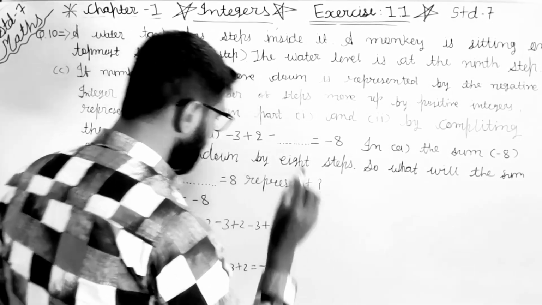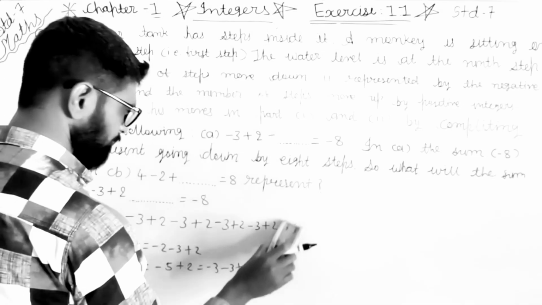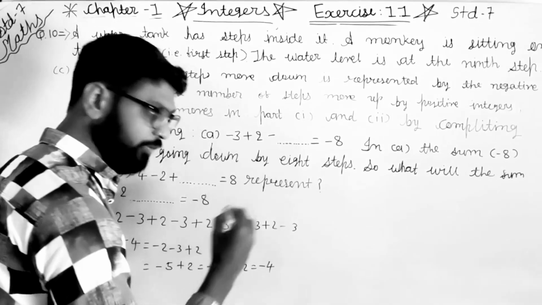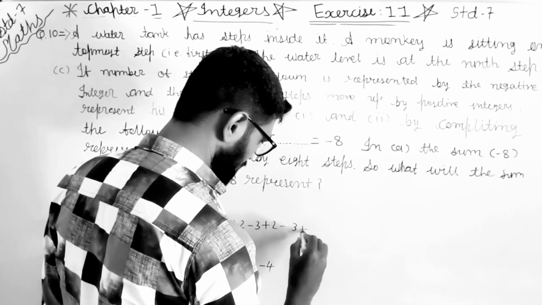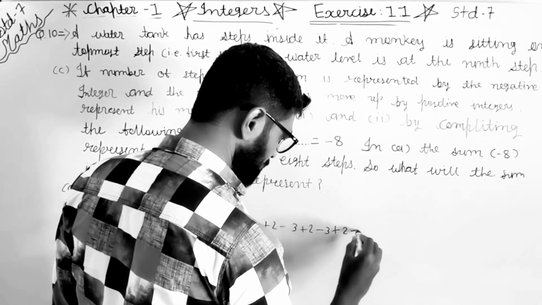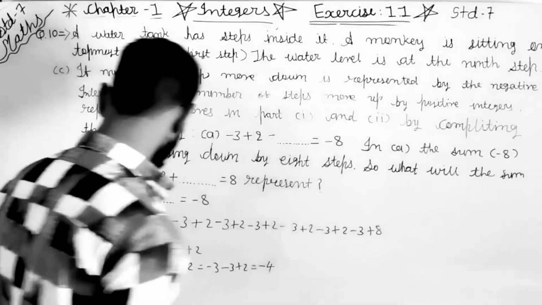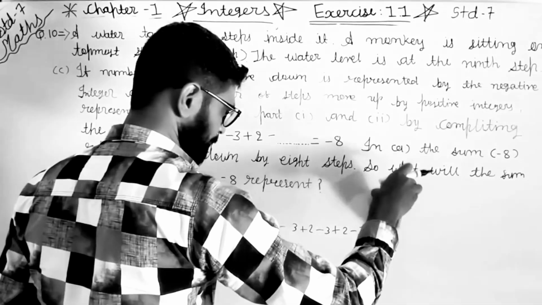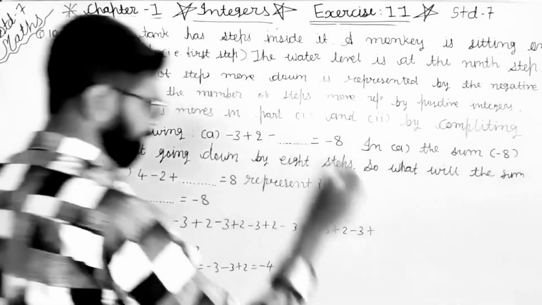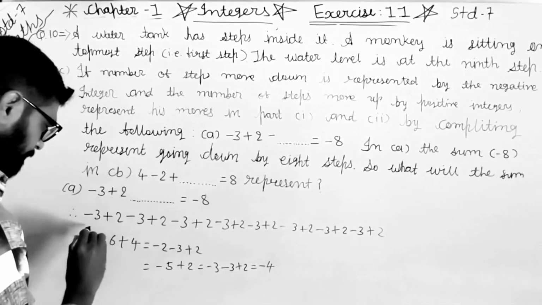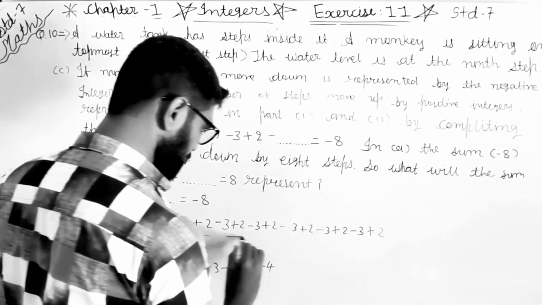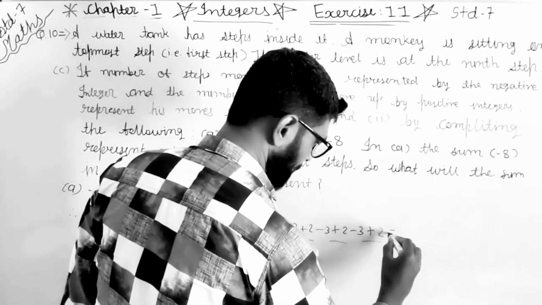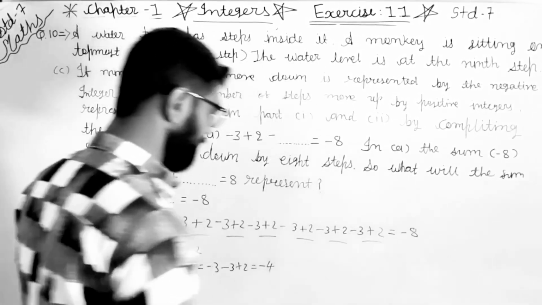Then minus 6. You can see here it is constantly going ahead: minus 6, minus 7, minus 8. So now it may be your answer. Plus 2. You can see 1, 2, 3, 4, 5, 6, 7 and 8 steps. Then you will get minus 8.